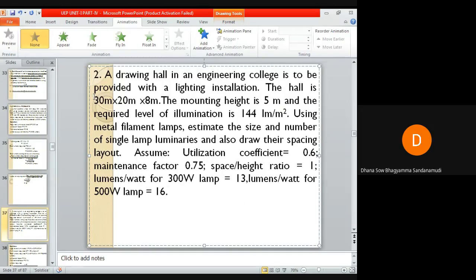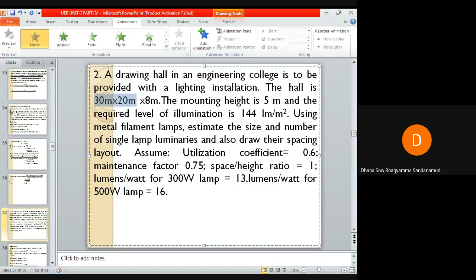Now the dimensions of the room are given. So what is the area of the room? The area to be illuminated is the surface of the room, which is the length and breadth. So write down: area to be illuminated, A is equal to 30 into 20.